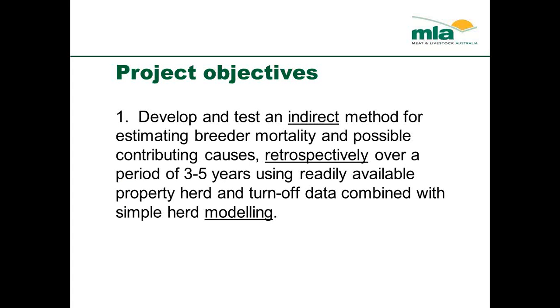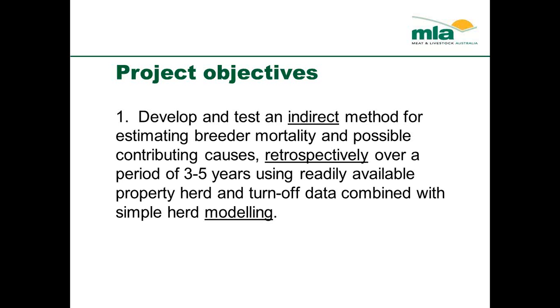I'll quickly run through the project objectives, of which there are 4. They're quite worthy, they're taken straight from the research contract with MLA. The first objective was to develop and test an indirect method for estimating breeder mortality and possible contributing causes, looking at this retrospectively, that is going back in time over a period of 3 to 5 years, using readily available property herd and turn-off data combined with simple herd modelling.